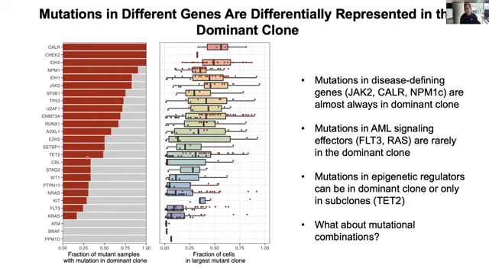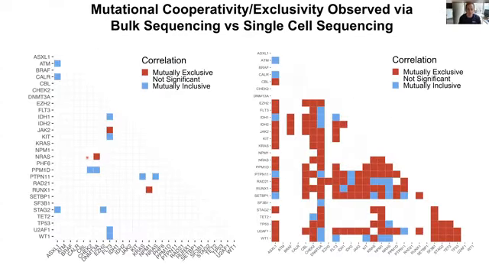But this is looking at individual genes. What I would argue here is that this is not the best way to think about this. We need to look at combinations. And this begins to look at combinations. On the left, this is looking in the bulk data at co-occurrences or exclusivity.